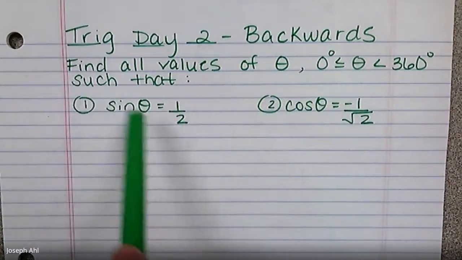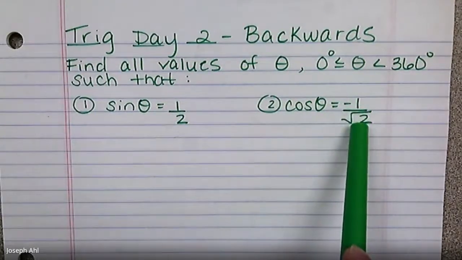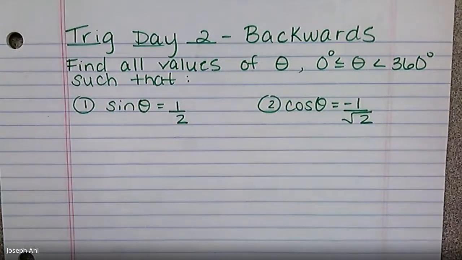Or similarly over here, we're going to figure out what angles for the cosine function would return the answer -1 over radical 2. These answers should look pretty familiar from what we've done with evaluating over the past few days, but now we want to think about a process that would allow us to work backwards.